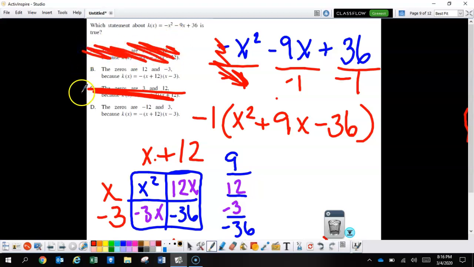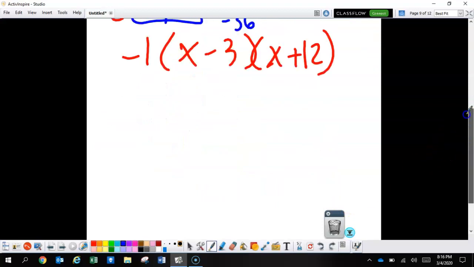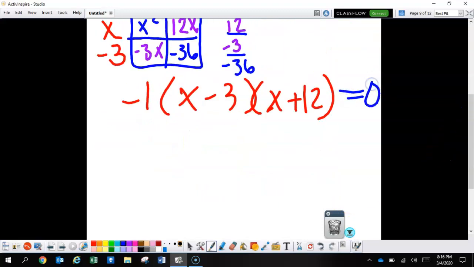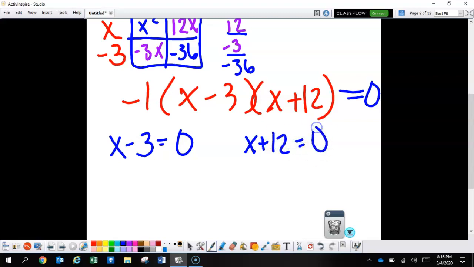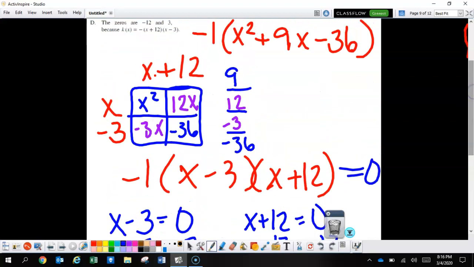So it's B or D. And the reason they're different is because of the zeros. So the zeros is when you set both of them equal to 0. So this factored is equal to 0. So x minus 3 equals 0, or x plus 12 equals 0. So you add 3. Remember, it's just the opposite, basically. So my zeros are positive 3 and negative 12. That negative in the front is nothing to worry about.